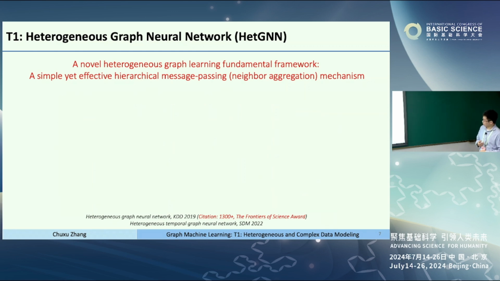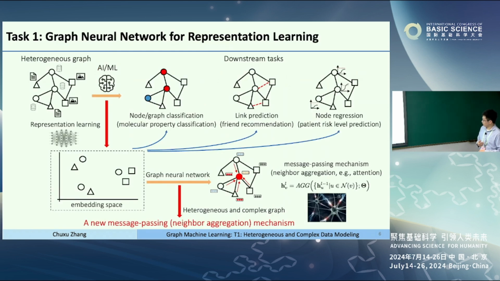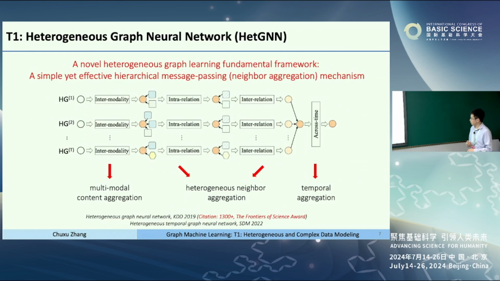Unlike the simple message passing mechanism on the homogeneous graph, we introduce a still simple yet effective hierarchical message passing aggregation mechanism. As I mentioned just now, there are three data challenges. The first one is multimodality features. The second one is the heterogeneous structure. The third one is the dynamic or temporal challenge.